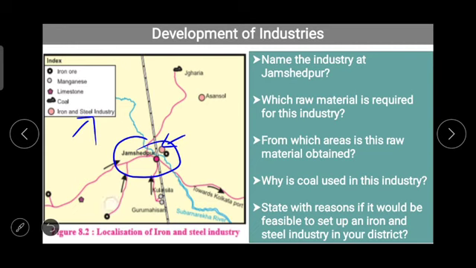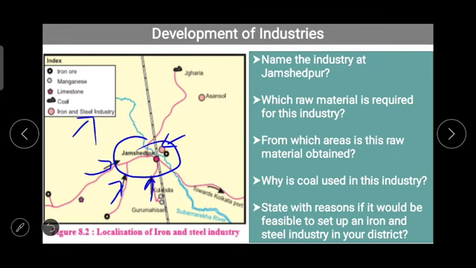Here you can see the arrows going towards this. Then why is coal used in this industry? And state with reason if it would be feasible to set up an iron and steel industry in your district. If yes, then why, and if not, then why. You have to write down reasons about that.